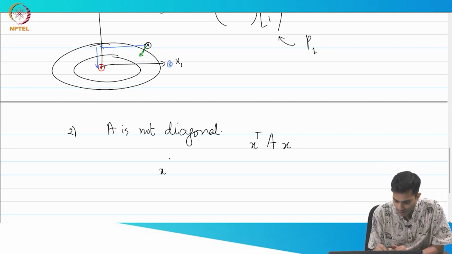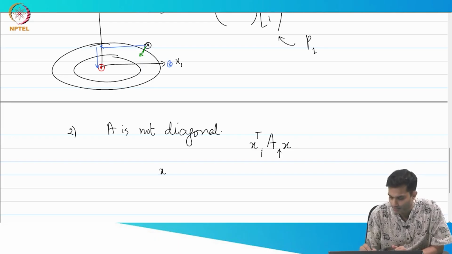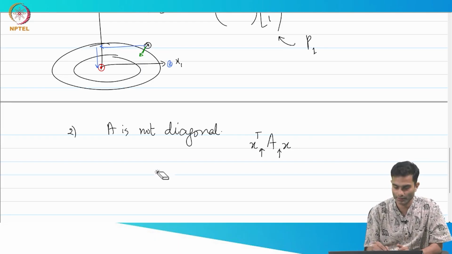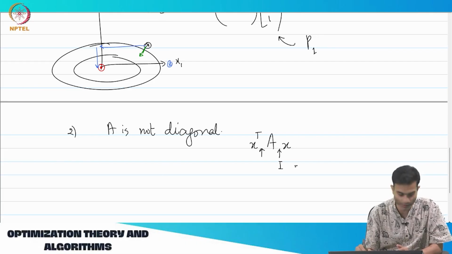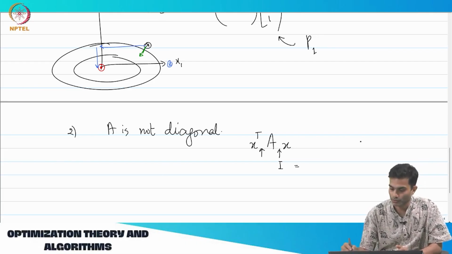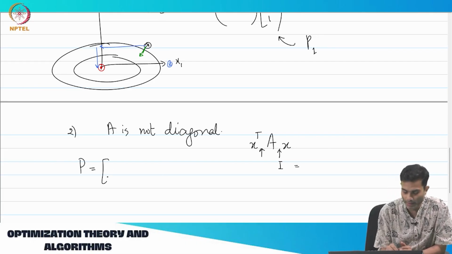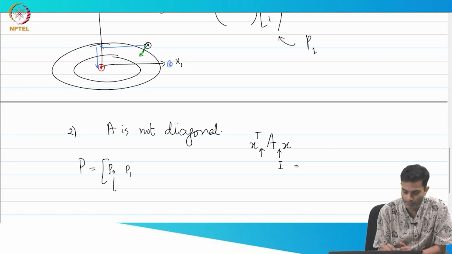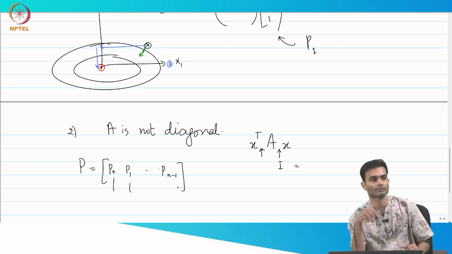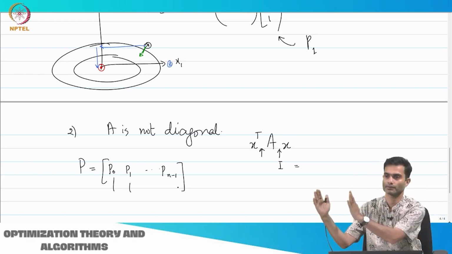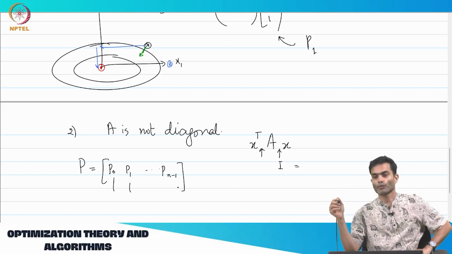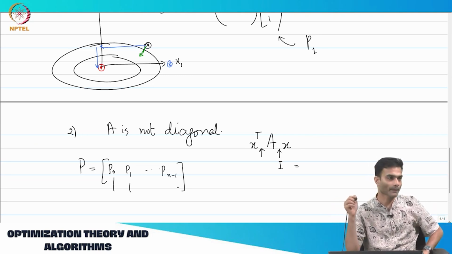So this expression over here, I can insert identity here and here in a clever way, right? So let me take my P matrix as P0, P1, all the way up to Pn minus 1. This is my P matrix. I got all my conjugate directions over there, okay? What would be a nice way of writing identity?